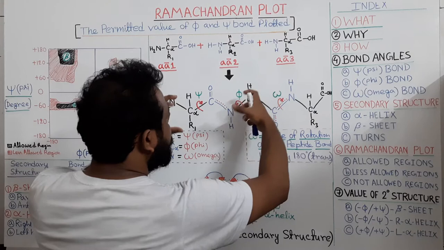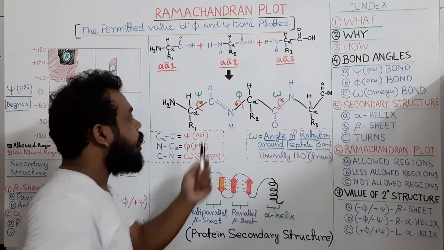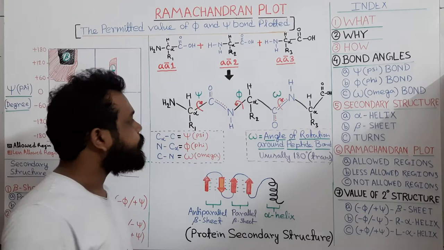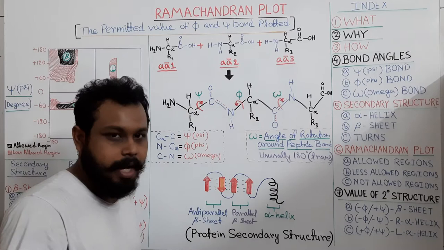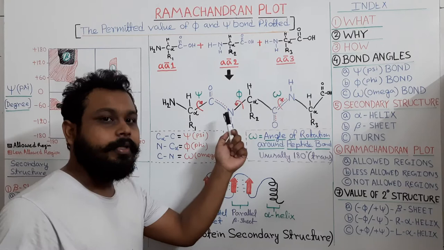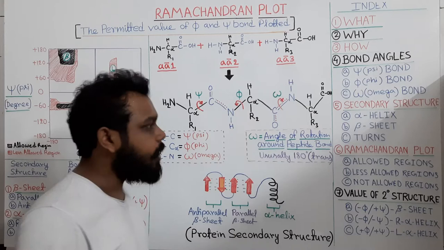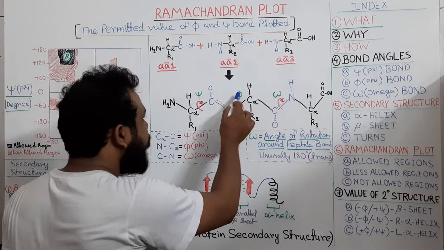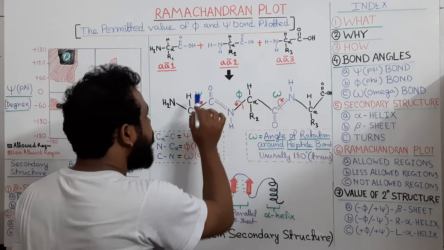The bond attached to the carbon of the peptide bond, which is C alpha C, is denoted as psi. So we can remember C alpha C for psi. The bond attached to the nitrogen of the peptide bond, the N C alpha, is known as phi. Depending on the values of phi and psi, the protein secondary structure will differ.